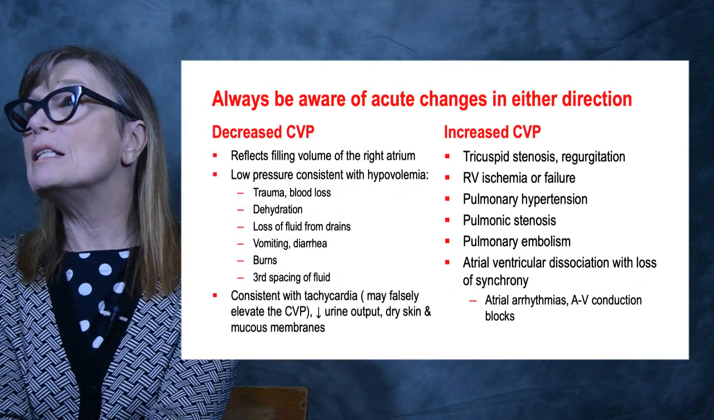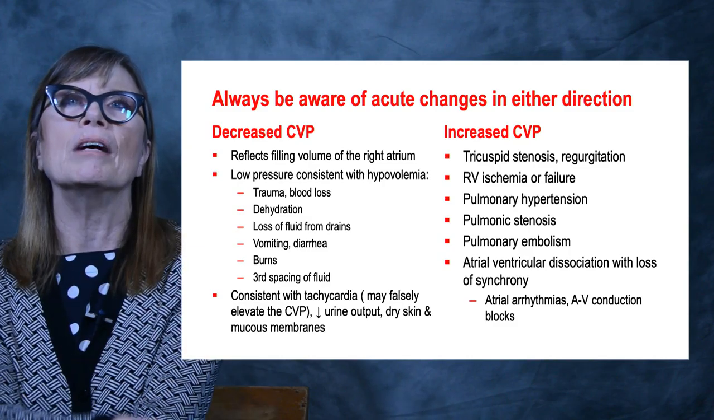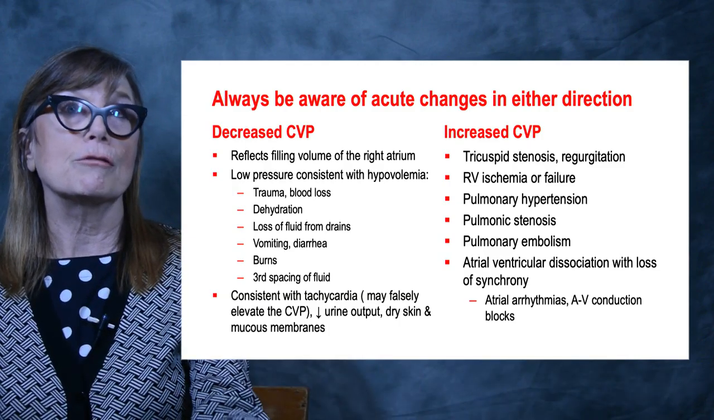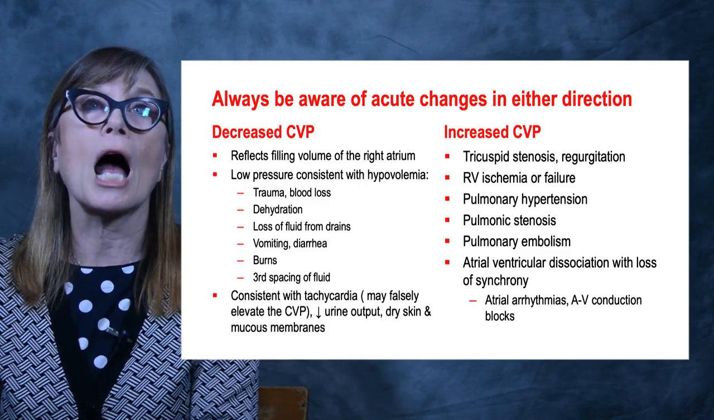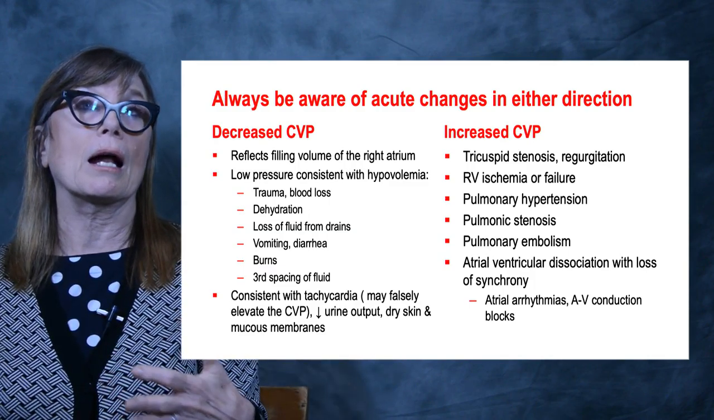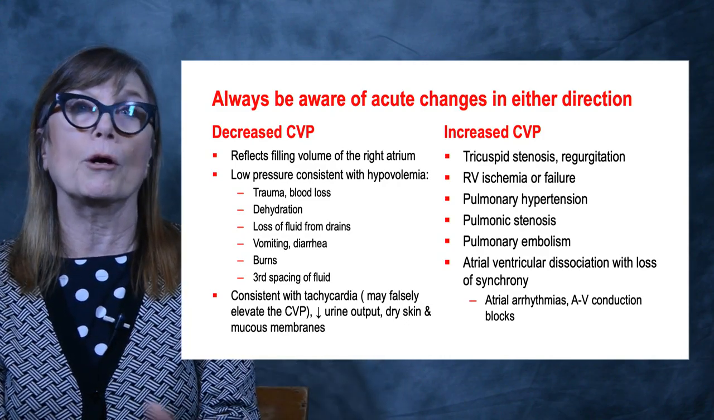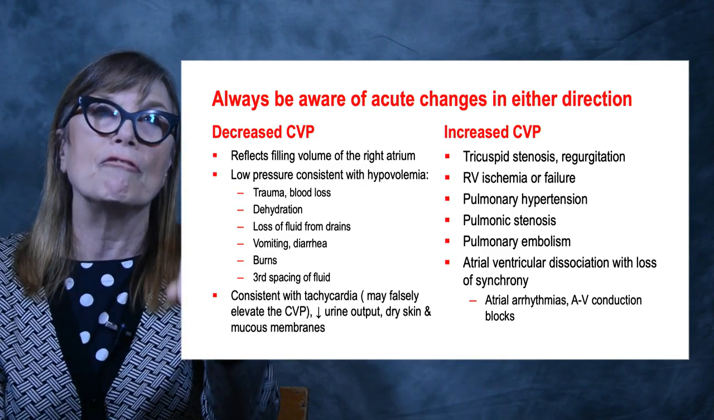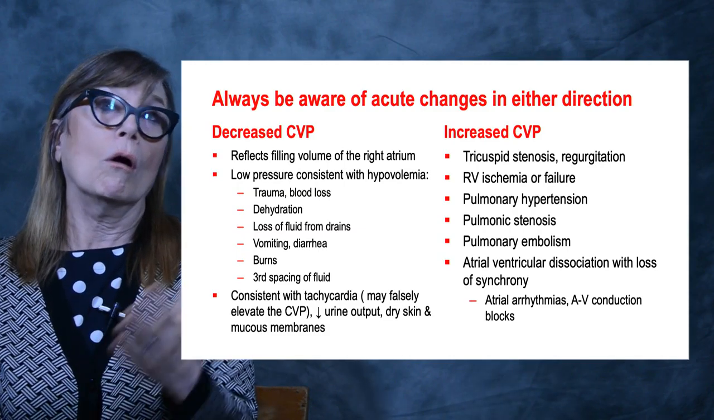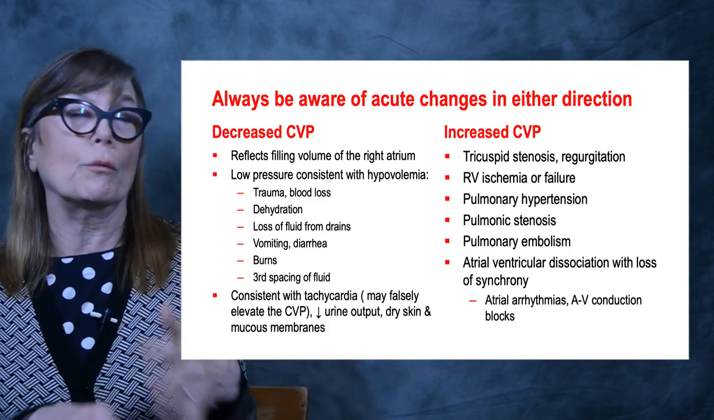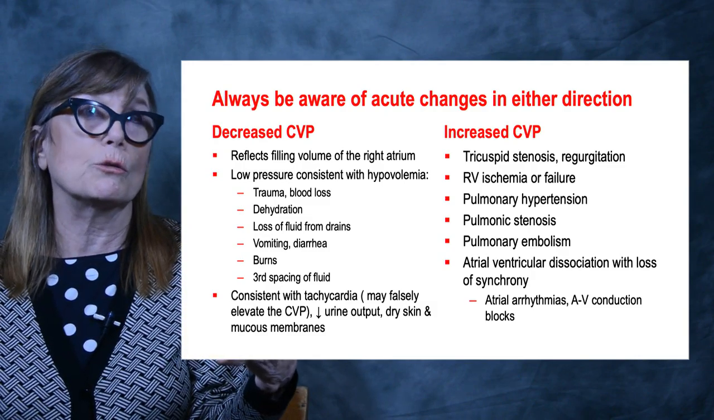All right. So always be aware of acute changes in your CVP in either direction. So your patient's been floating along all day between 8 and 11, and all of a sudden they're 2. Okay. Now their pressure is 2. So that may reflect significant hypovolemia. Your patient may be going into hypovolemic shock. They may have very low pressure associated with that hypovolemia. They've had a trauma, they're losing blood, they're dehydrated, they've lost a lot of fluid from their drains, they've lost fluid through their burns, their third spacing, and they are arterially and venous hypovolemic. So be aware, with decreased CVP, it might be a problem. Or it might be the end result of something you've been doing, diuresing, renal replacement therapy. So always just be aware and make sure that you are discussing this with your providers.